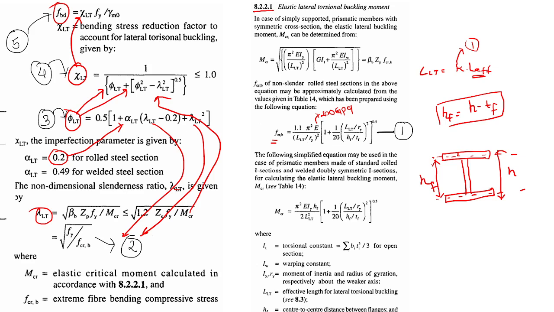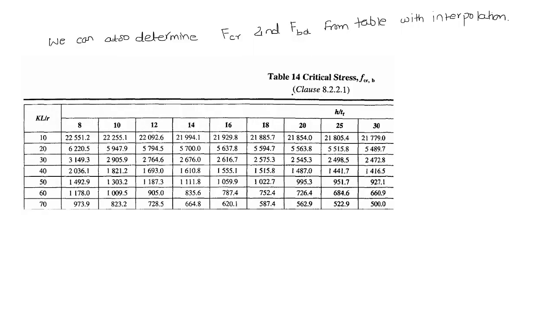There is another approach also if we want to get rid of this formula. We can do that using these tables, like table 14. FCR can be calculated. Here the KL by R value is given, here KL by RY, so 10, 20, and this is H divided by TF. So interpolation can be done to determine the FCR values.